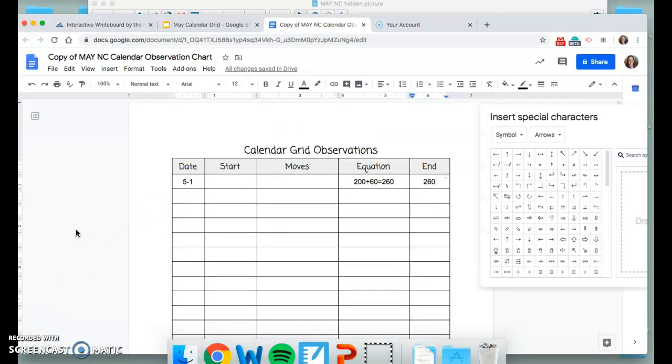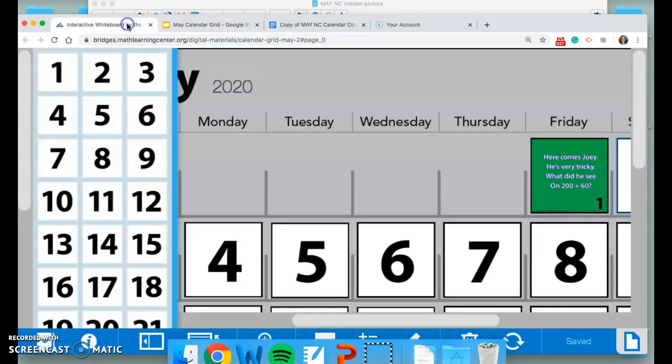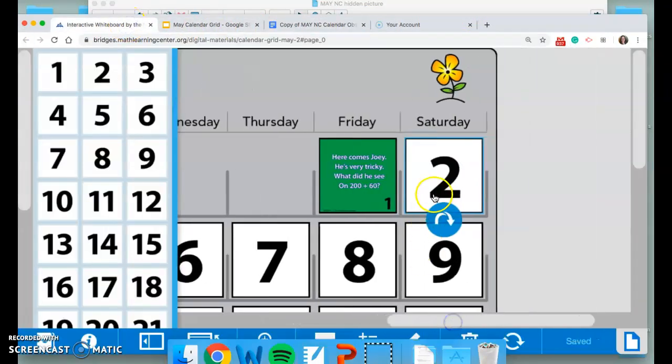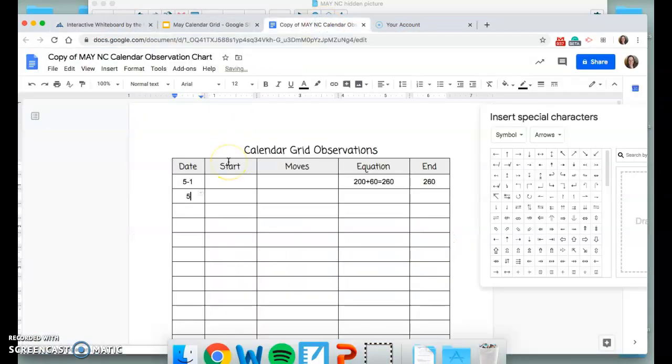So let's start to fill in from Saturday's marker. If we go back to our calendar, we see it is May 2nd. Let's flip that one over, and we will fill in 5-2. And Joey's going to be starting at 260 because that's where he landed on Friday.